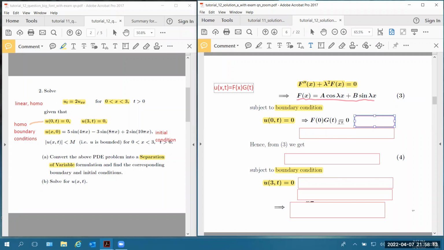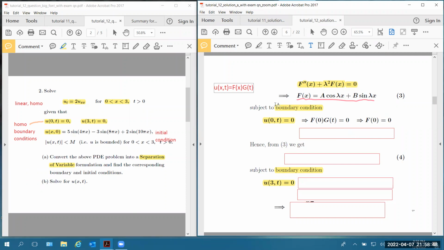So what does that mean? It means one of them must be 0. You have one item times another item giving you 0, meaning that one of these is 0. So which one do you want to choose as 0? You want your f(0) to be 0. So from here, this implies f(0) is 0.